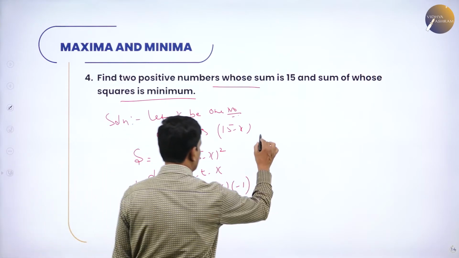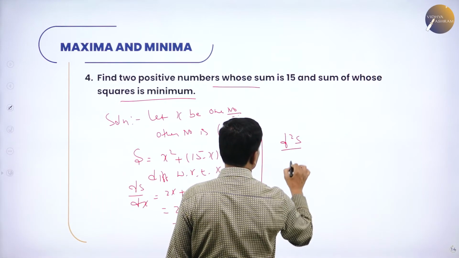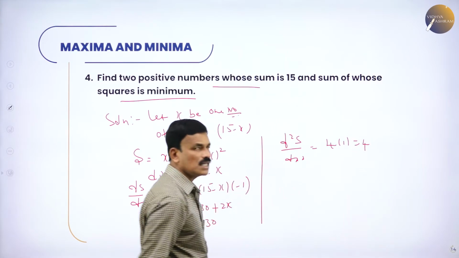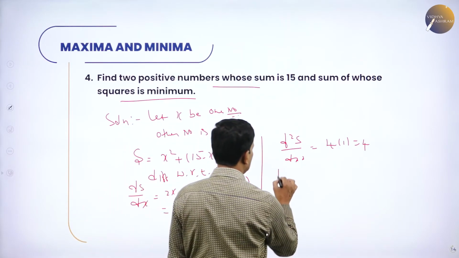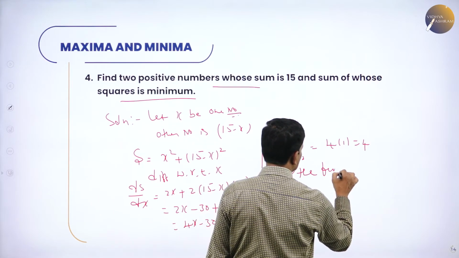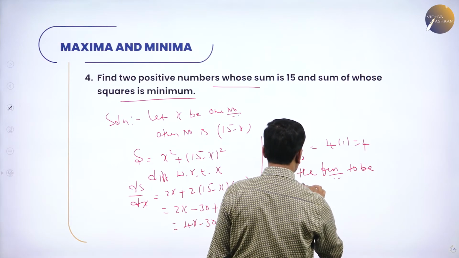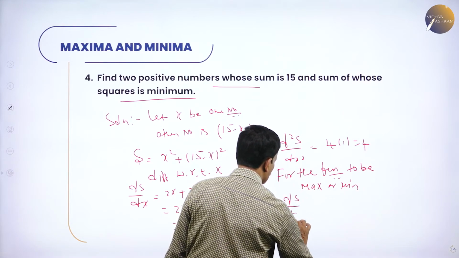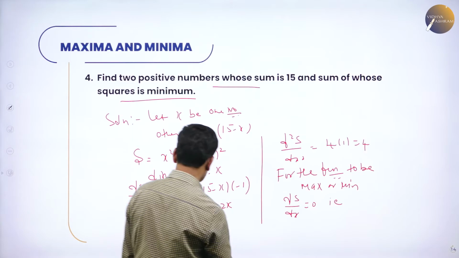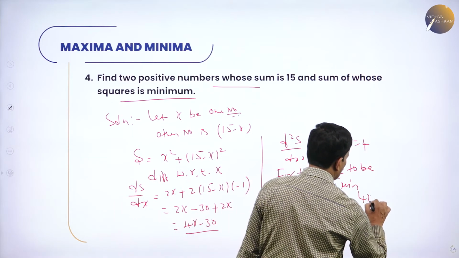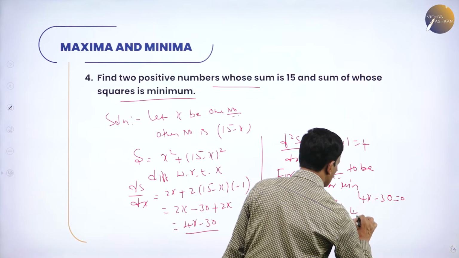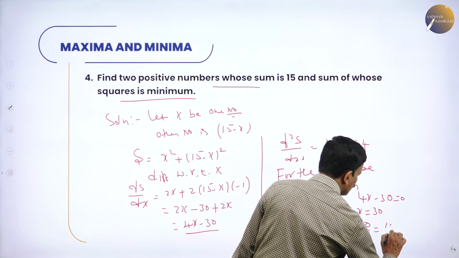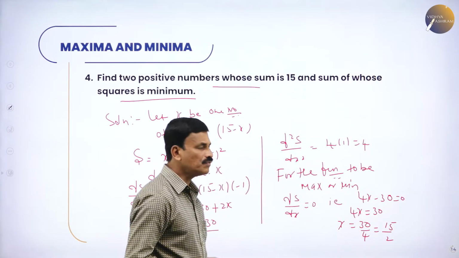Differentiate this again. If you differentiate, what will you get? d square s by dx square is equal to 4. For the function to be maximum or minimum, ds by dx is equal to 0. That is, 4x minus 30 is equal to 0. 4x is equal to 30. x is equal to 30 divided by 4, that means 15 by 2. So x is equal to 15 by 2.